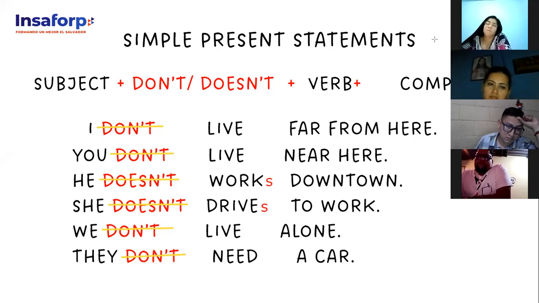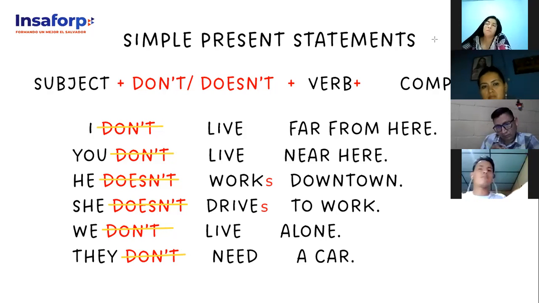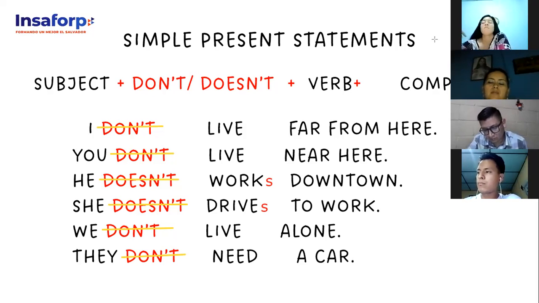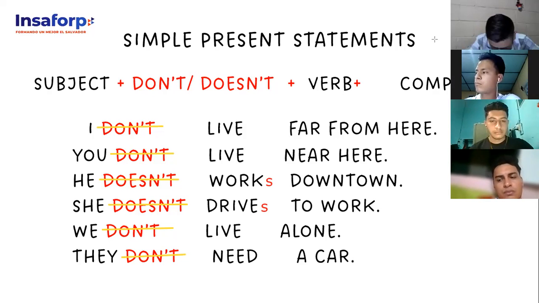So, tell me, ¿qué función tiene el auxiliar en este caso? Negación. ¿Qué pasa si se lo quitamos? ¿Qué necesitamos hacer con he, she, and it? Add an s. Pero no olviden que le agregamos s o es a los verbos regulares. Los irregulares suelen cambiar un poquito. ¿Ok? So, questions about this. Preguntas sobre esto. Negative statements.